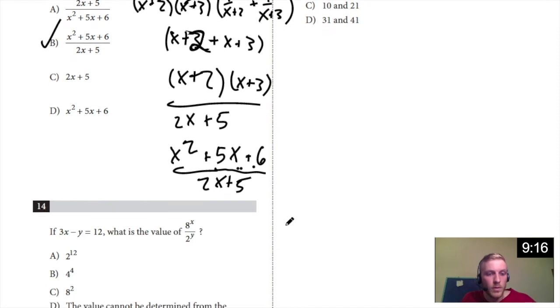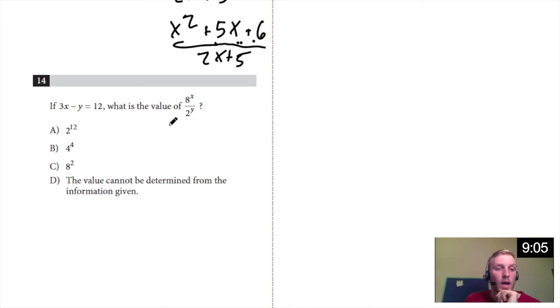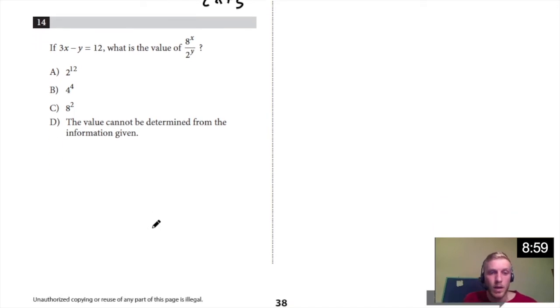Okay, let's move along. Question 14. Let's try and pick up the pace a little bit. We're 15 minutes in. 3x minus y is equal to 12. What is the value of 8 to the x over 2 to the y?